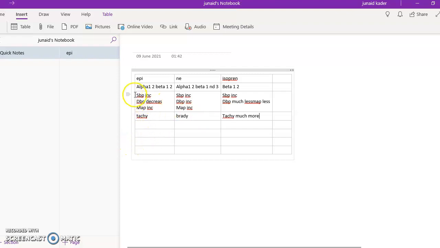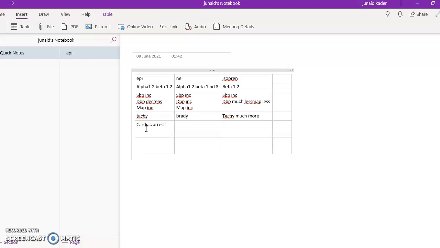So that is about BP and heart rate. These are the main differences between these drugs. So their use also varies because of this difference in their receptors. First about epinephrine. Where do we use epinephrine mostly? Epinephrine is the drug of choice for cardiac arrest.